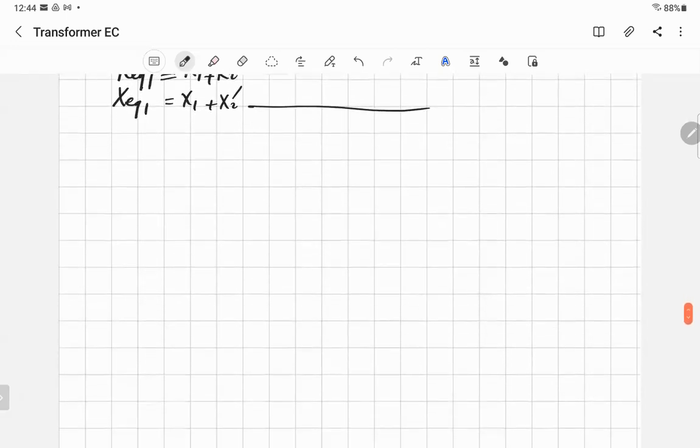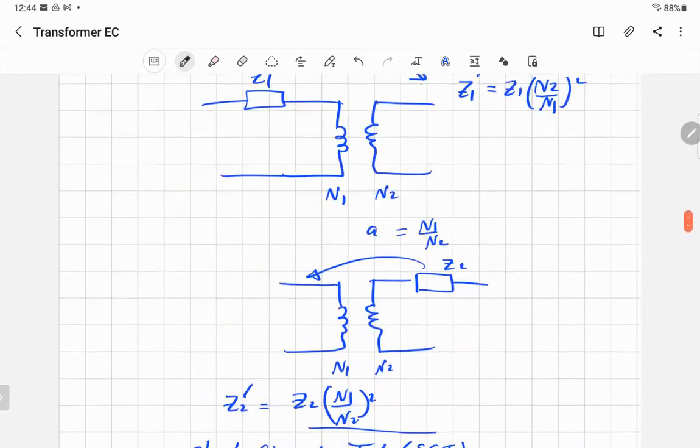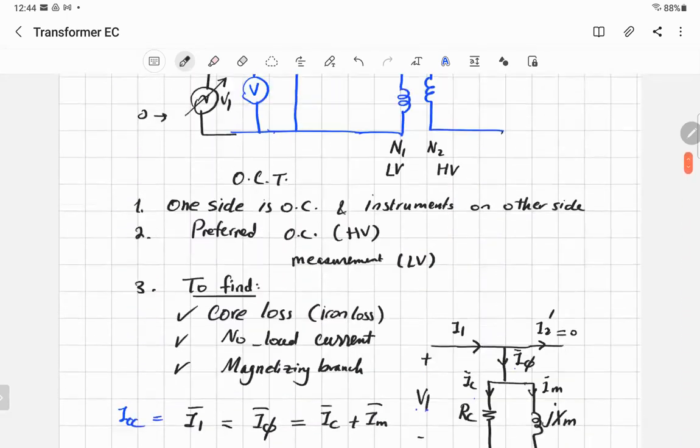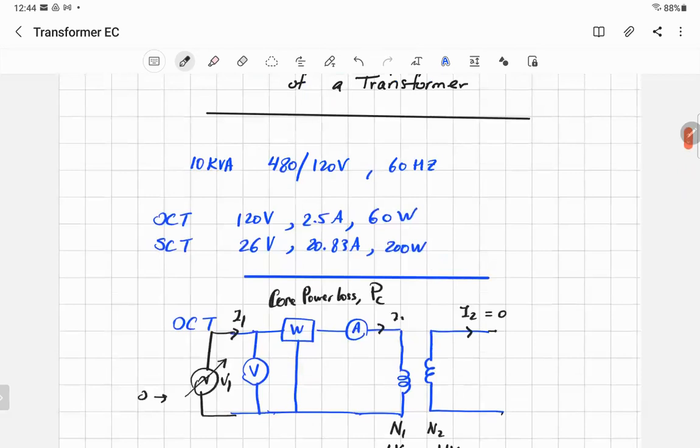So let's take now, I will go back to the example I just wrote. That's the test transformer.